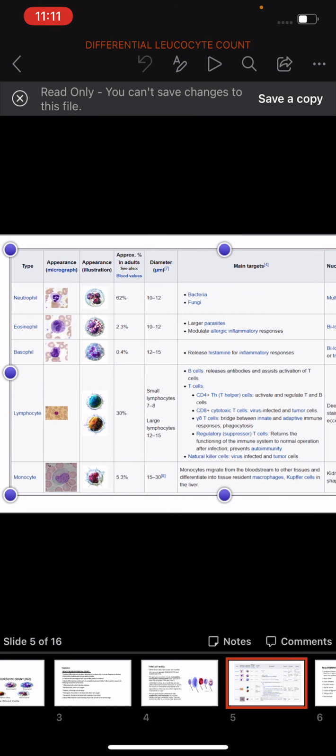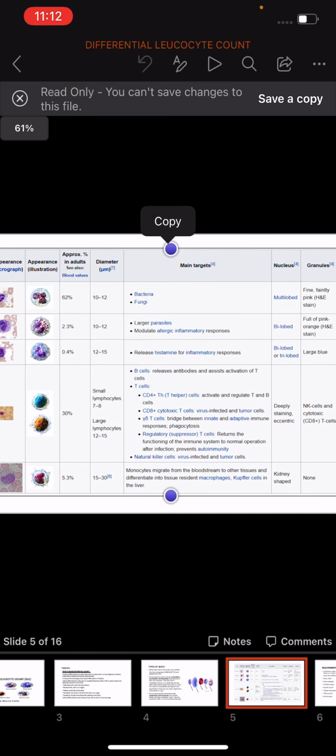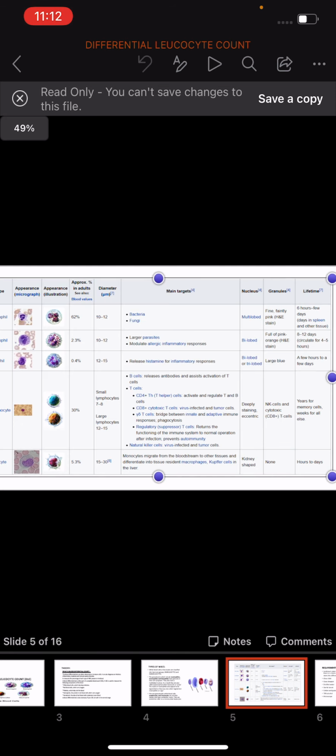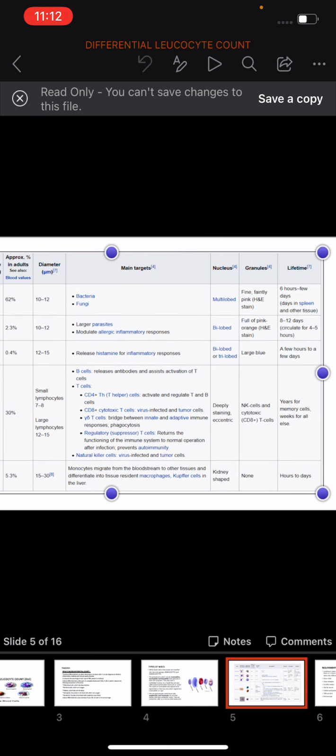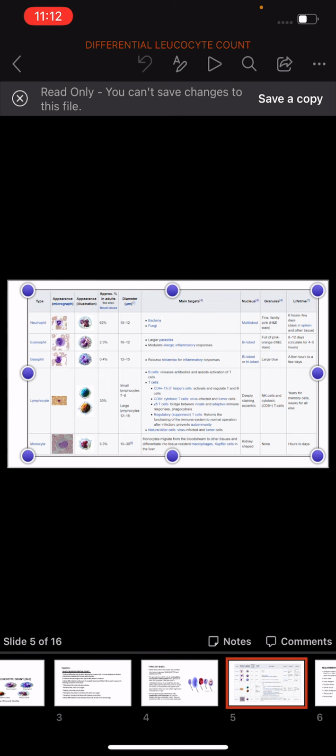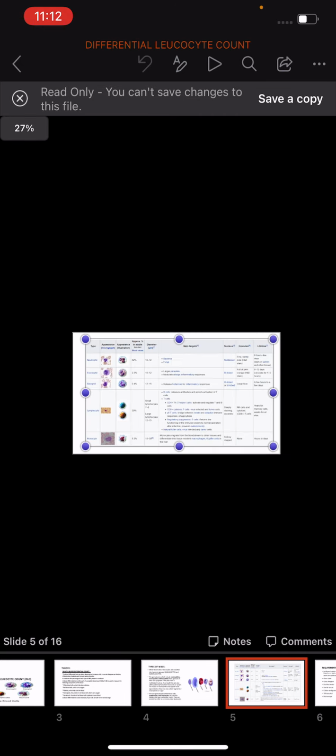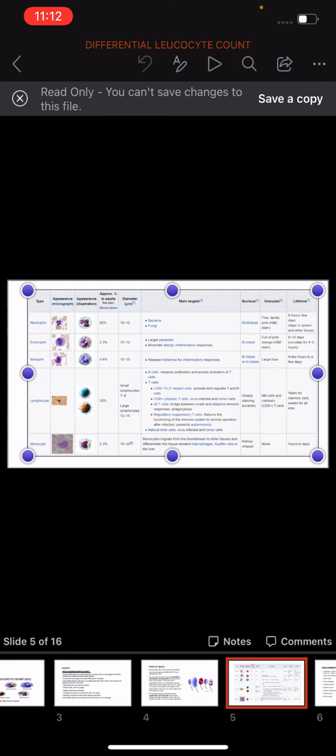Similarly, we have another type, which is basophil, and it is present approximately 0.4% in adults. Its diameter is 12 to 15. Its main target is to release histamine in inflammatory responses. Its nucleus is bilobed or trilobed, and its granules are large and blue in color. Its lifetime is a few hours or a few days. Similarly, we have lymphocyte and monocyte, which have the same criteria.